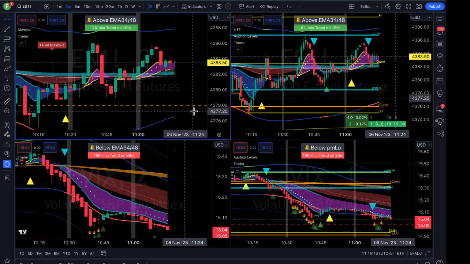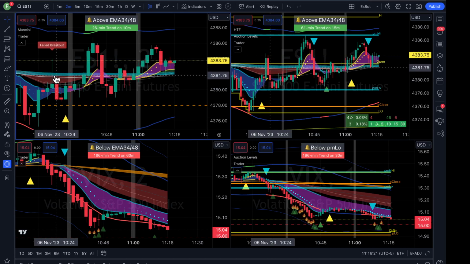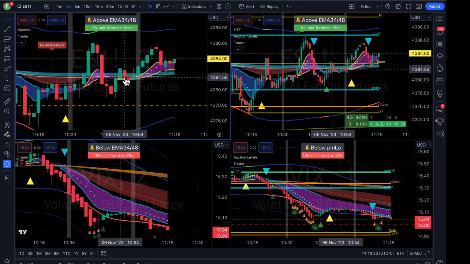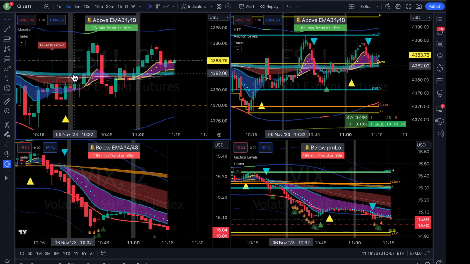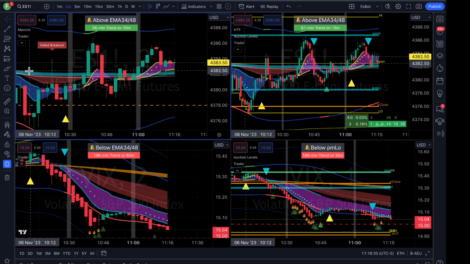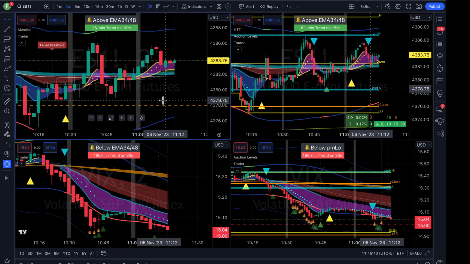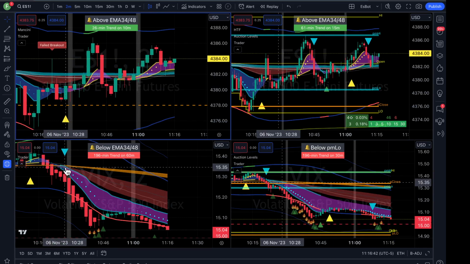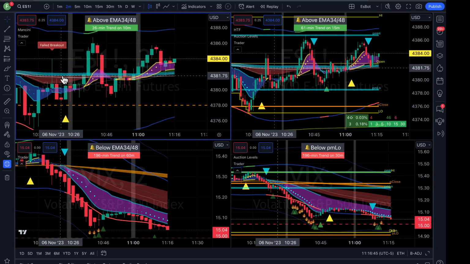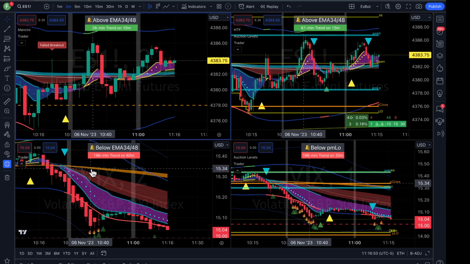So now the question is, what is the 48 cloud? If you look at this blue cloud that looks like a horizontal line, that's the 34/48 EMA cloud. One line is the 34 EMA on the 10 minutes, and the other one is the 48 EMA on the 10 minutes. When it moves sideways like this, it's also another no trade, because we have sideways price action. If the 48 is below the 34, it's blue. If it's the other way around, it's orange.